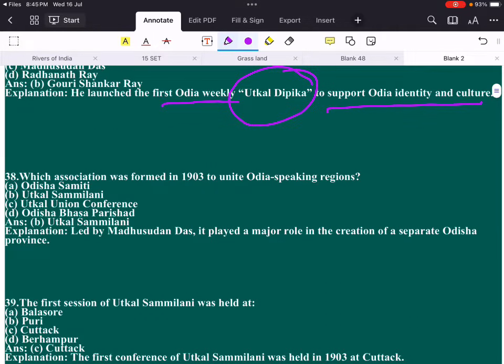Which association was formed in 1903 to unite Odia speaking regions? That is Utkal Sammelani, led by Madhusudan Das. It played a major role in the creation of separate Odisha province.